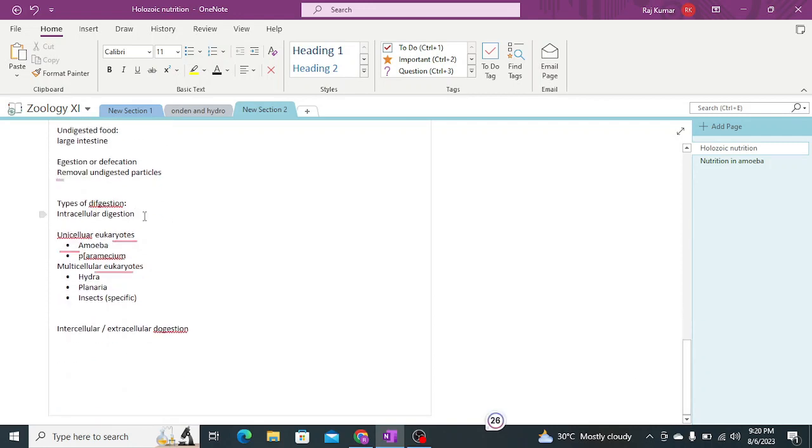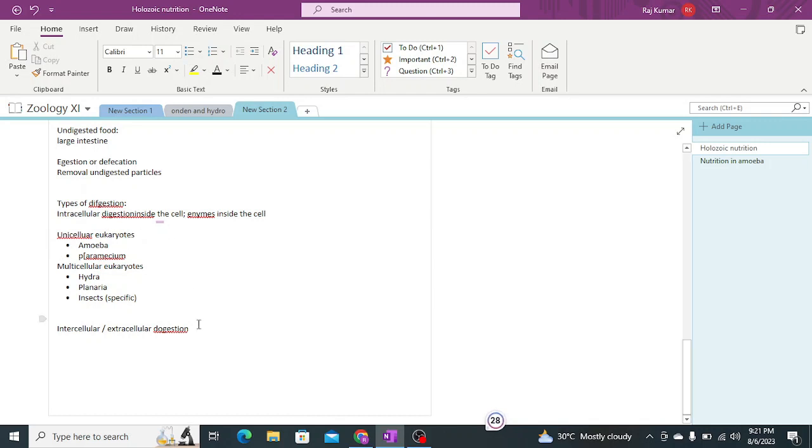After which we are having types of digestion. Types of digestion involve intracellular digestion and extracellular digestion. Intracellular digestion is a digestion in which the digestion of food particles takes place inside the cell, and the enzymes which are produced in order to digest those food particles are also produced inside the cell.